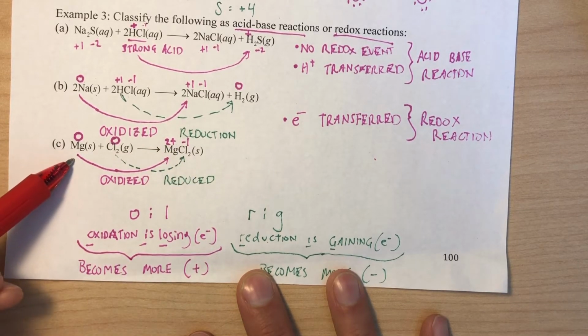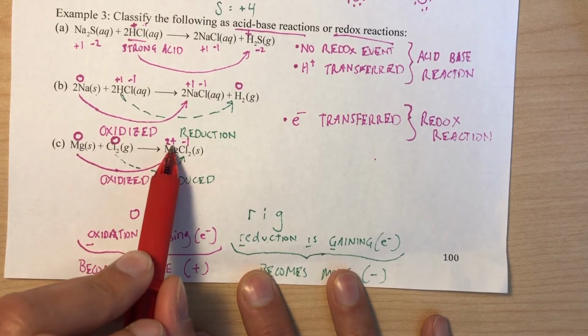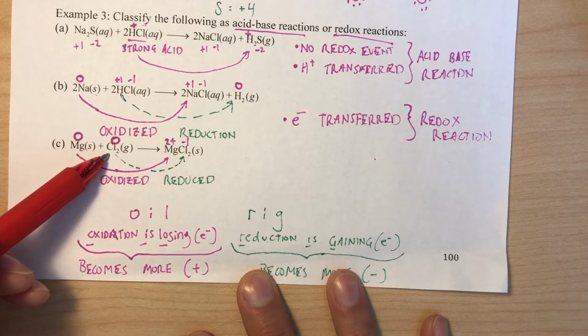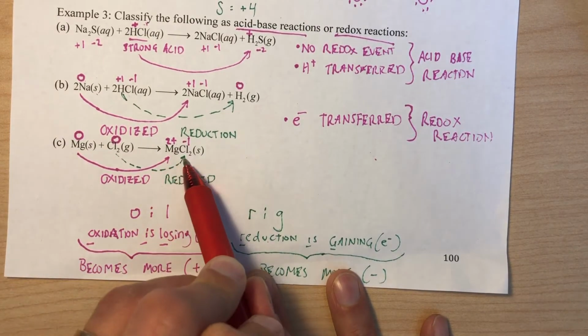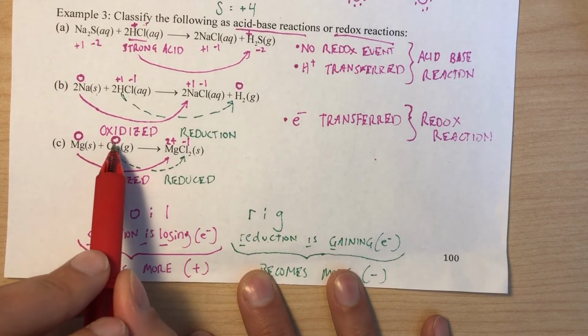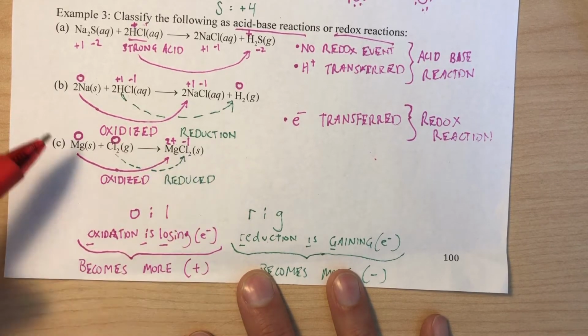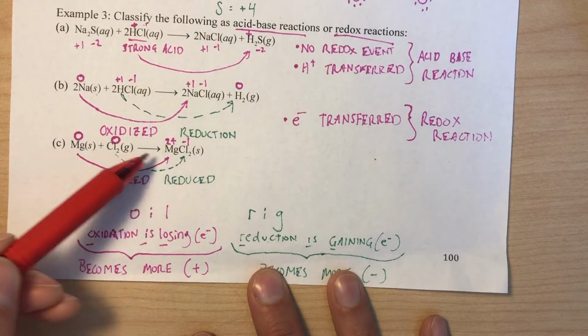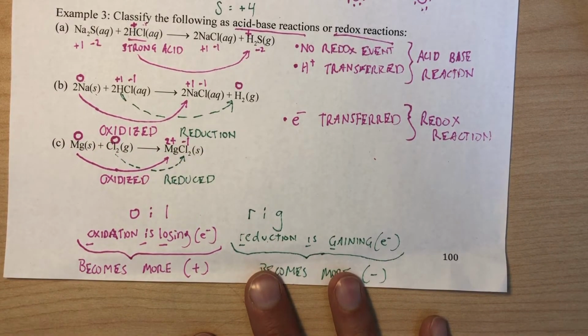So what's happening to magnesium? It is getting oxidized, it's losing electrons, and its charge is increasing. Chlorine, on the other hand, is beginning as 0, and it is being reduced because it's acquiring electrons from magnesium. So its oxidation state becomes more negative as it's going from 0 to -1. So we have a magnesium being oxidized, and we have a chlorine being reduced, and both of them end up in the same salt at the end.